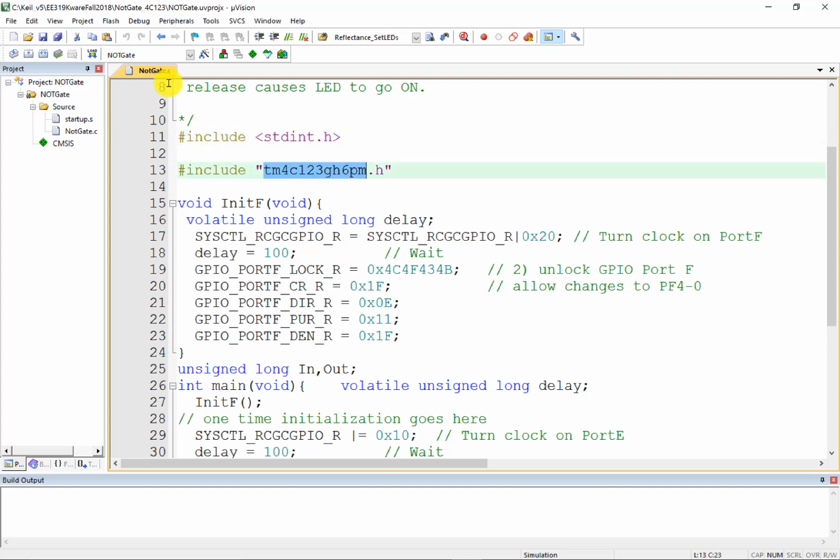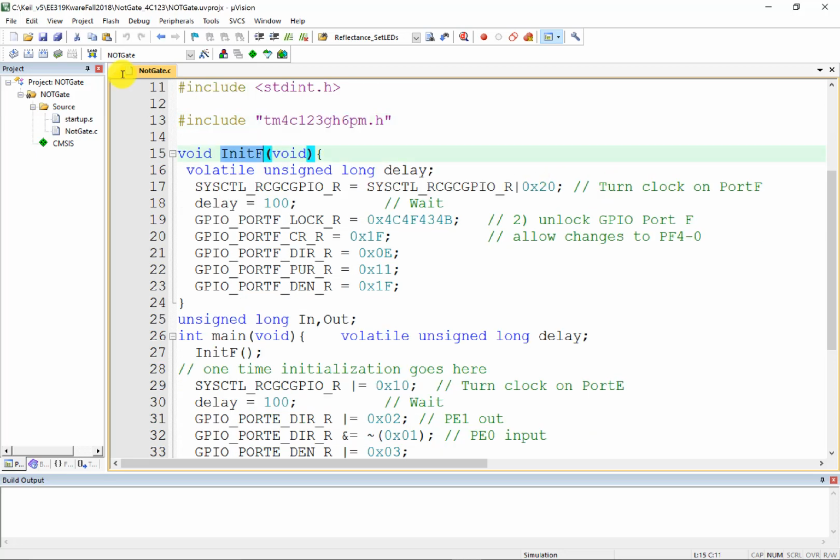This one, as you might imagine from the names, does that look familiar, those letters? That's your processor, that's your TM4C Cortex-M. So in there are all the port definitions. You don't have to memorize where the ports are. I'll come back to init-f in a moment.